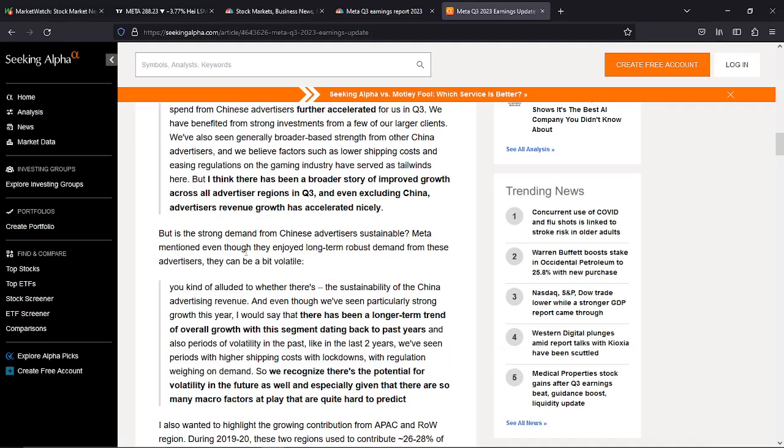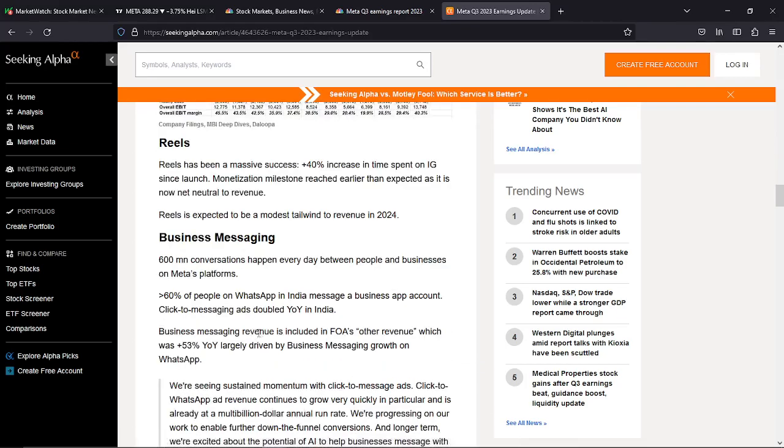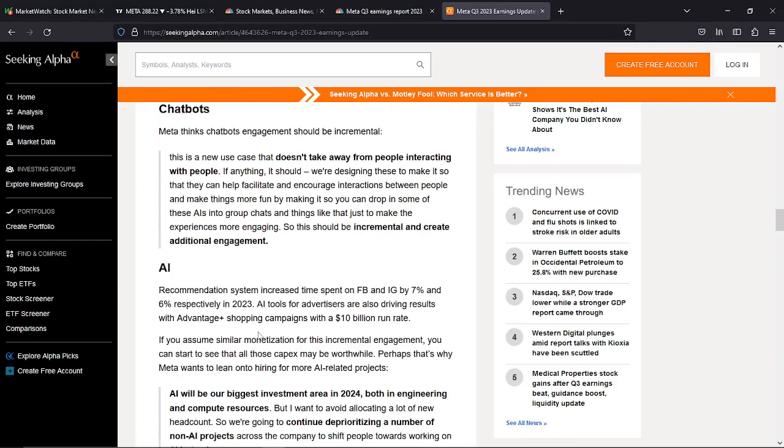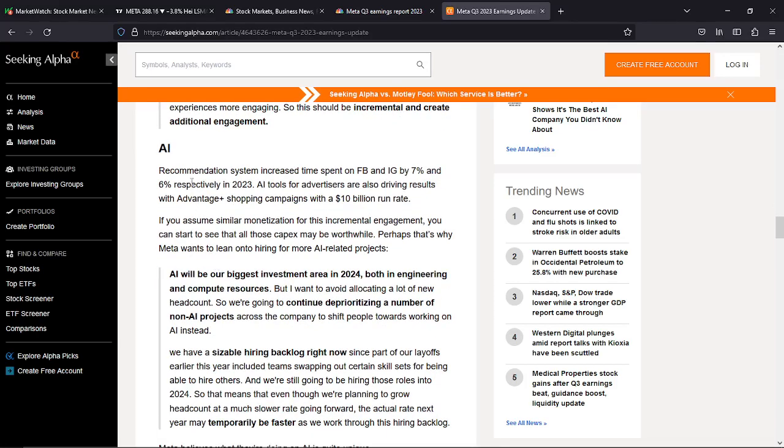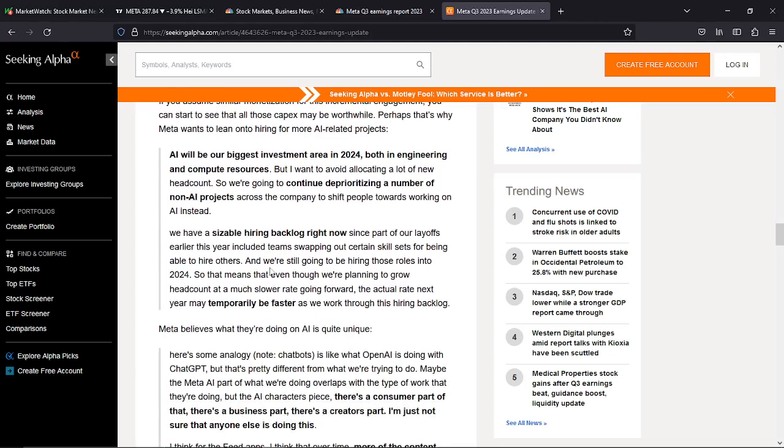The long-term overall growth. Segment reporting, reels, business messaging, chatbot, AI. Okay, recommendation system increased time spent on Facebook and Instagram by 7.6%. AI will be our biggest investment, both in engineering and computing resources. Continue to deprioritize a number of long-term projects. Okay, yeah, AI is where the money will be.